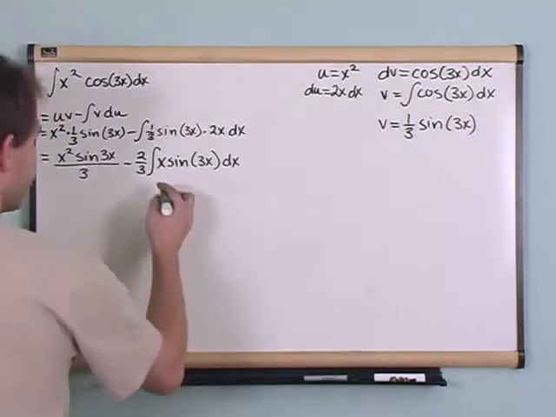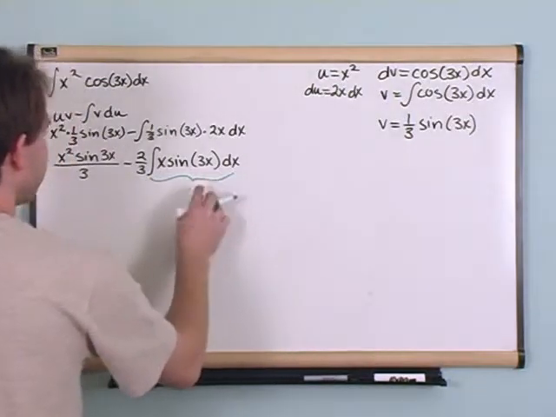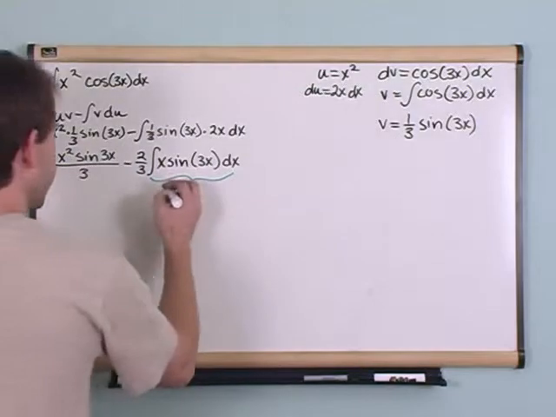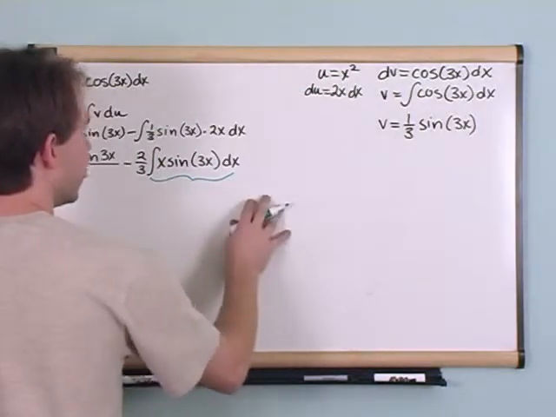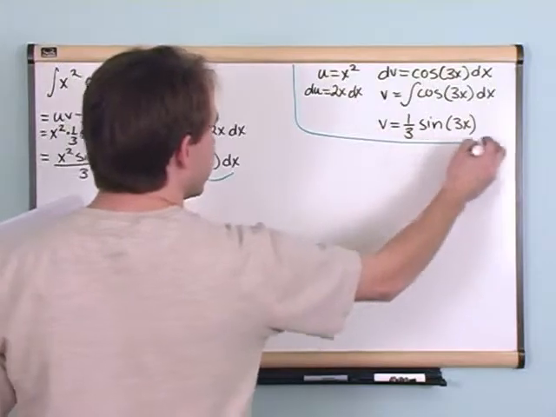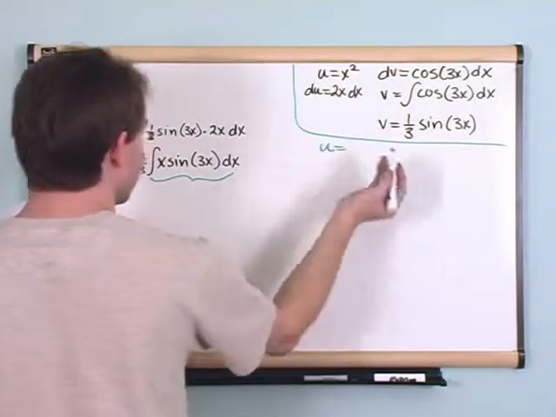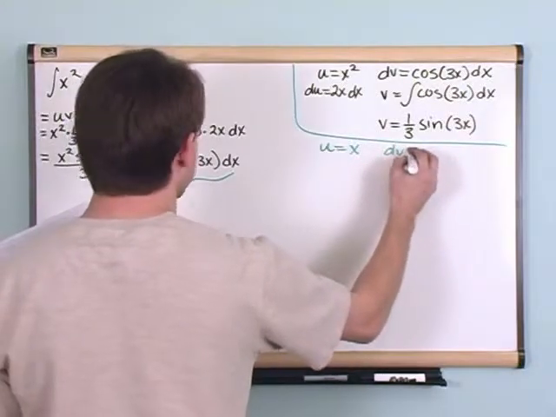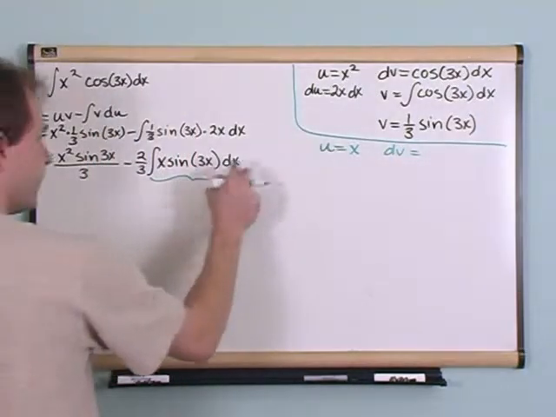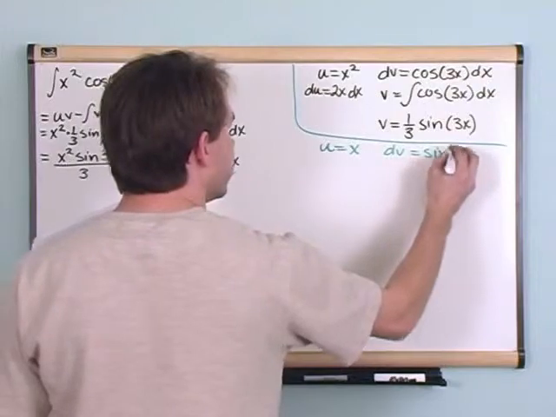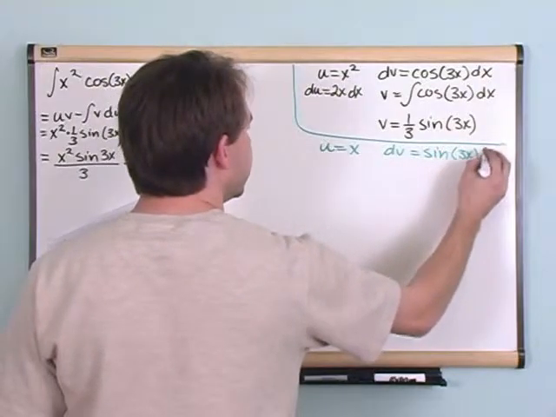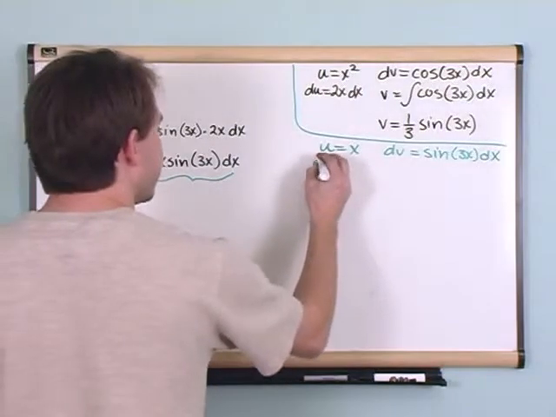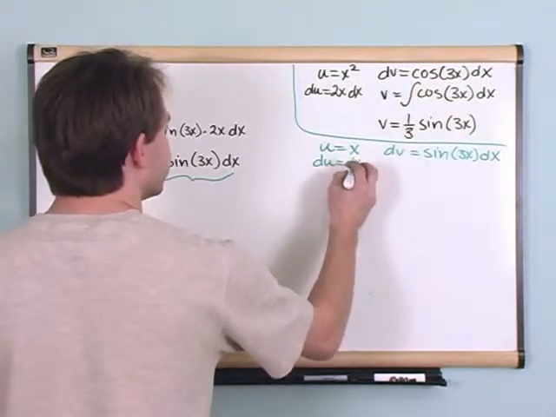So I'm going to change colors, and now we're going to work strictly with this integral. Okay? I'm going to set u, and I'm going to actually do it over here. I'm going to set u equal to, what do you set it to? x, just like we did before. dv, I'm going to set equal to whatever's left over, which is sine of 3x dx. Okay? So then now I've got du is equal to dx, right?